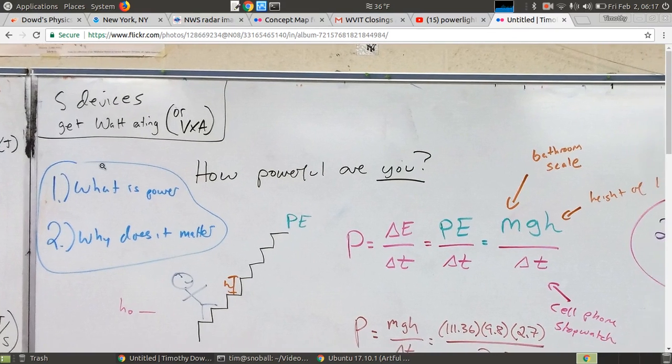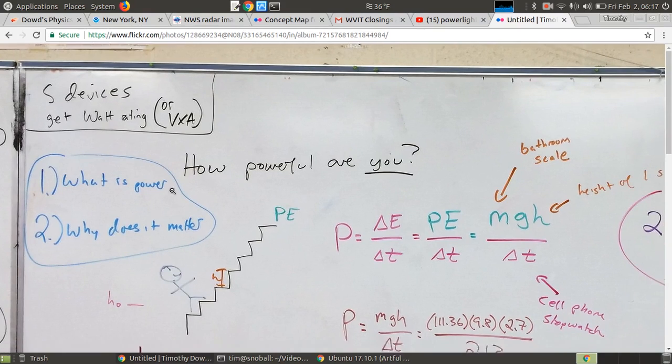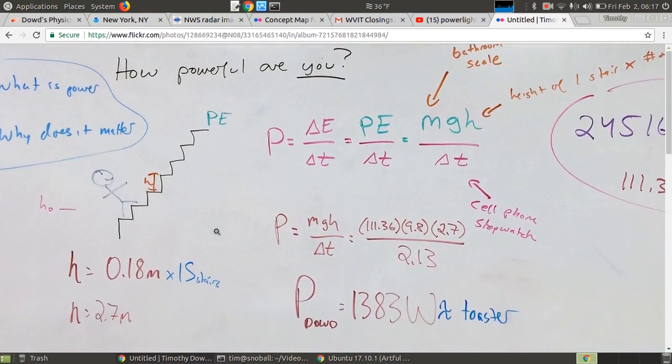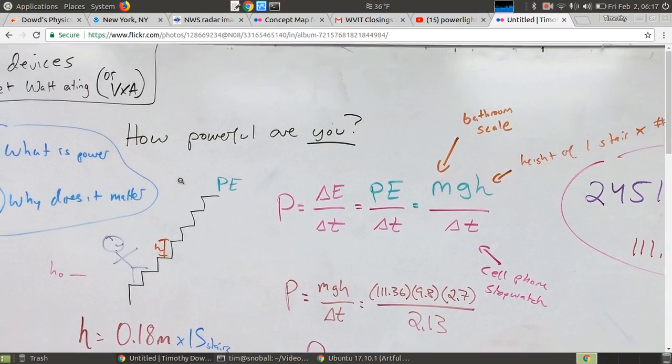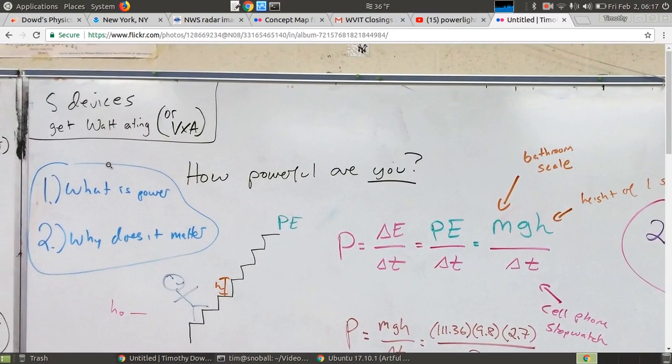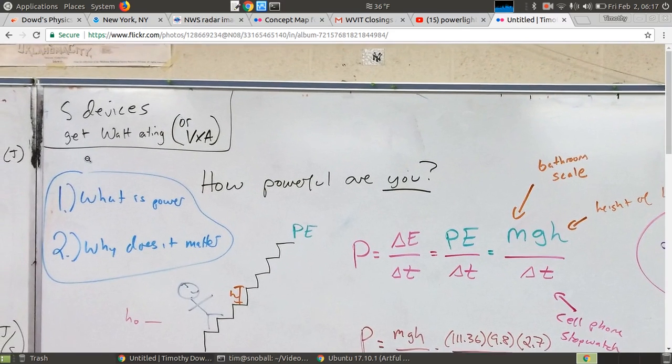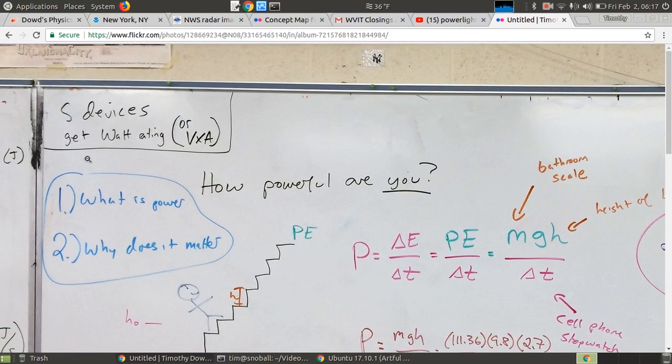So the distance in question you're going is the entire height of the staircase. As we just said, not along the staircase because gravity is an up-down force, so we only care about the up-down distance. So to figure out how much power you're exerting, the equation is pretty simple. Power is delta E over delta T. In this case, it's potential energy that's changing. So we plug in the equation for potential energy and how long it takes you to get up the stairs. And that ought to get the power you exert.